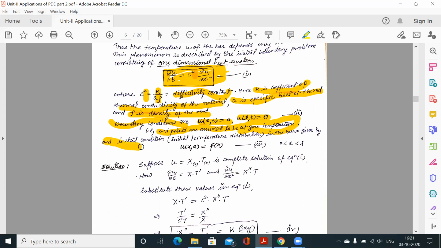Now the initial condition means, what is the initial temperature of the bar or rod? The initial temperature distribution in the rod is given by u(x,0) is equal to f(x), where u(x,0) means at time t is equal to 0. So initially the temperature is distributed like this, f(x), in the total bar, with x greater than 0 and less than L. Because at 0 there is no temperature, at L there is no temperature, so in between the length, the initial temperature is u(x,0) is equal to f(x). So these are the conditions.